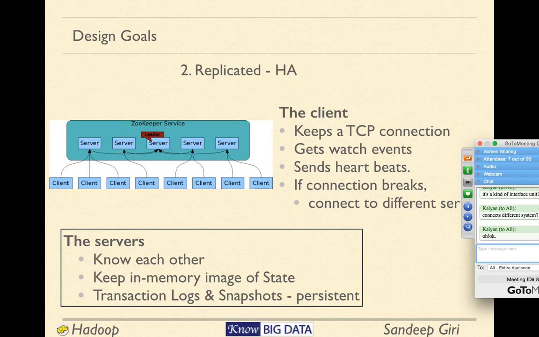Okay? And also, the client keeps on getting watches from the server. It's like the reverse way. The server keeps on sending you events like this particular node had changed, this particular node has been modified, based on what the client subscribes to.